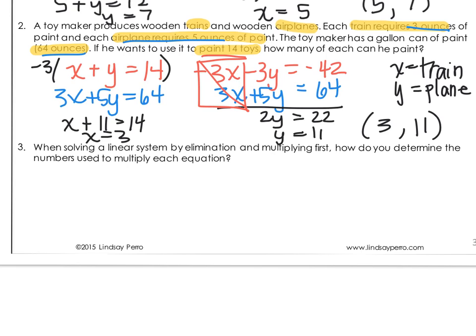Last comprehension question: when solving a system by elimination and multiplying first, how do you determine the numbers used to multiply in each equation? Well, that's the important part that students get stuck on. You want your two variables to have the same coefficient, so pick whichever numbers that you need that will result in the desired product.